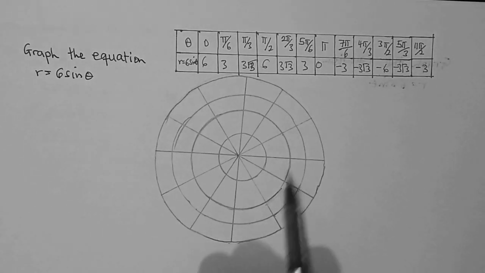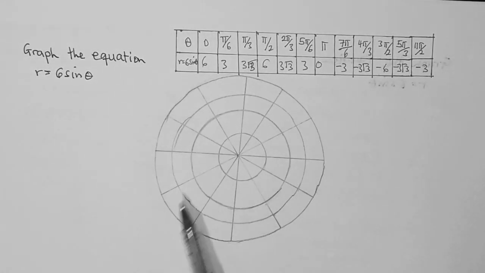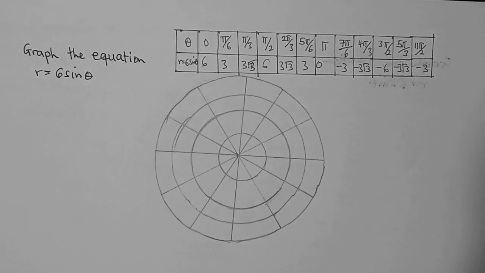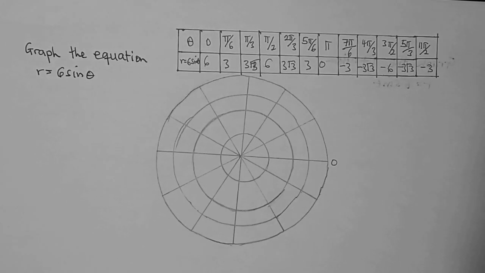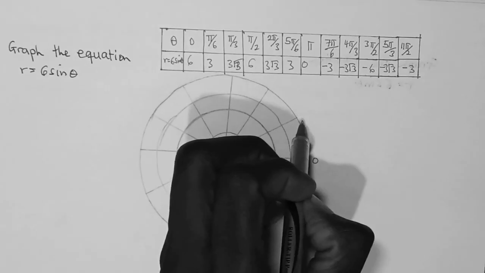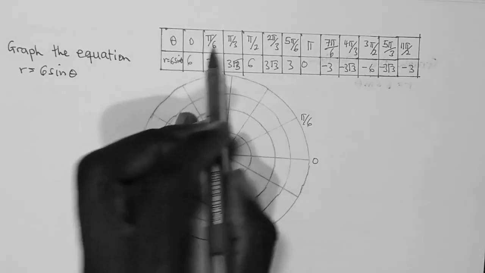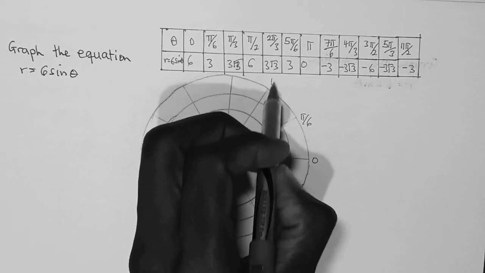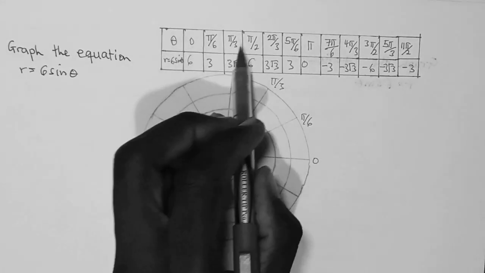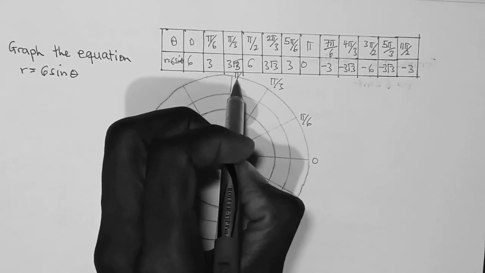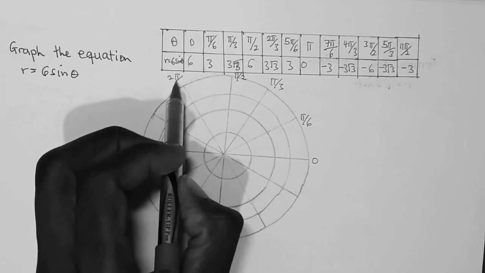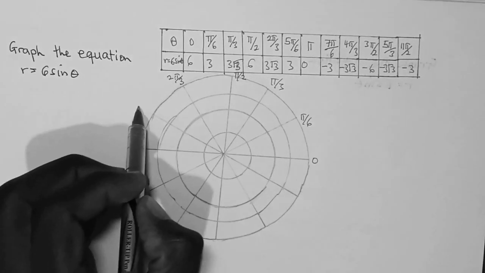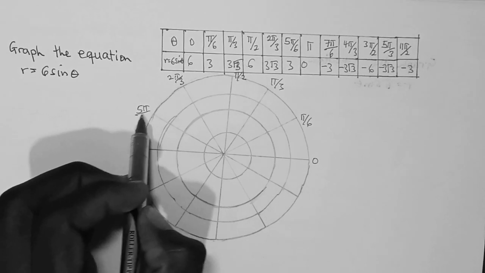So the next thing is to represent these angles on the polar axis. We start from 0 in the anti-clockwise direction. The next one is pi over 6, which is this. The next one is pi over 3. And the next one is pi over 2. And the next one is 2 pi over 3. Then 5 pi over 6.